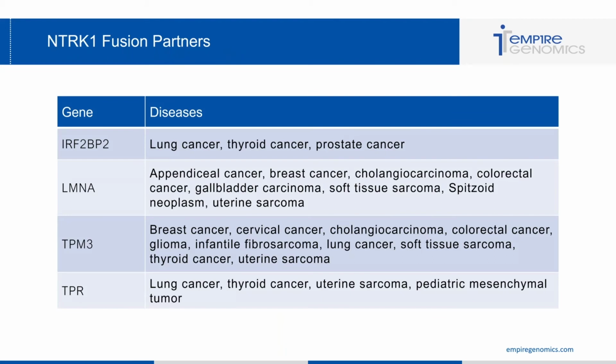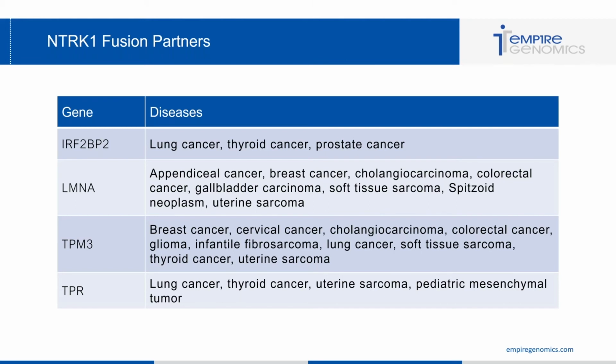So we're going to take a look a little bit deeper into the fusion partners of these genes, looking at NTRK1 fusion partners and the diseases associated. First, we have the IRF2BP2 gene fusion, and this is associated with some lung cancers, thyroid cancer, and prostate cancer.